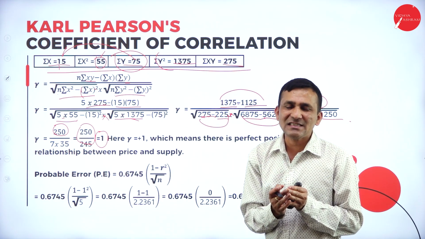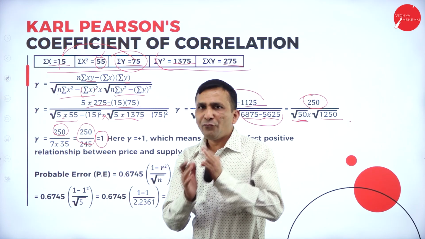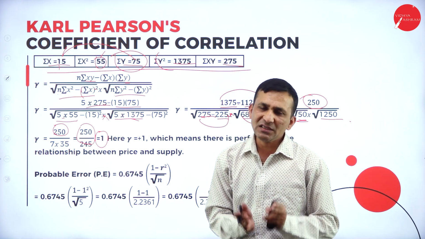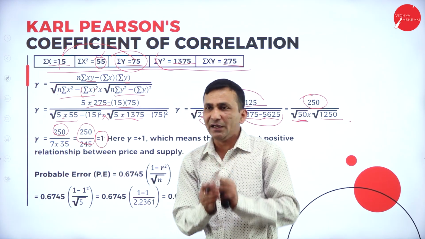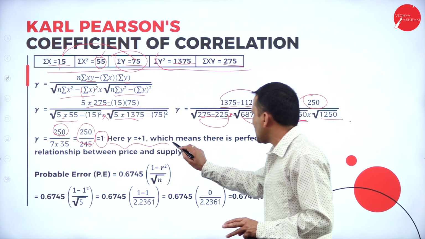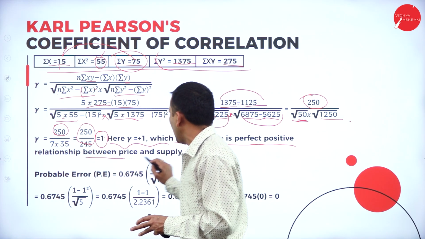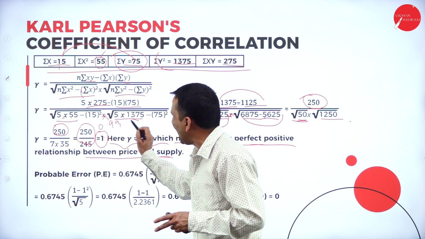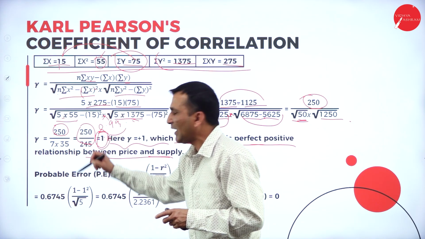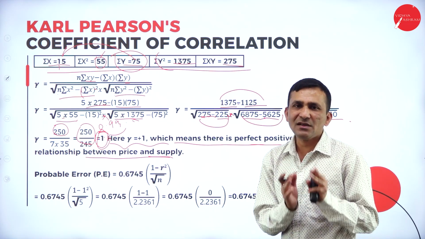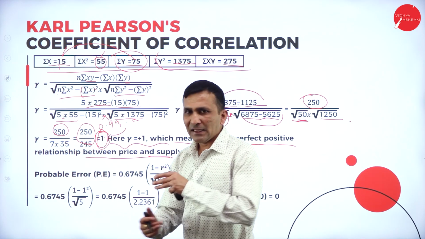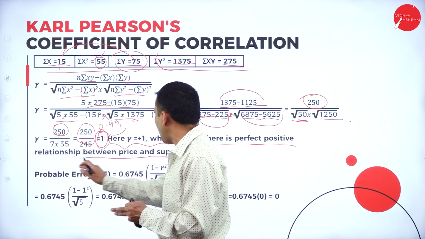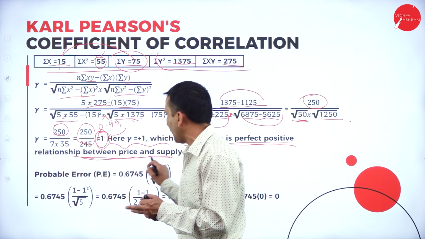Now we can easily decide: it is a perfect positive correlation. Exactly 1 you are getting. Plus 1 means perfectly positive sign. That means there is a perfect correlation between price and supply. If you are getting, for example, 0.9999, and you go for a round figure, you get 1 exactly. That's what we are trying to say, a perfect positive correlation. Again, after simplification, a comment is compulsory. So the comment I have written here: perfectly positive relationship between price and supply.